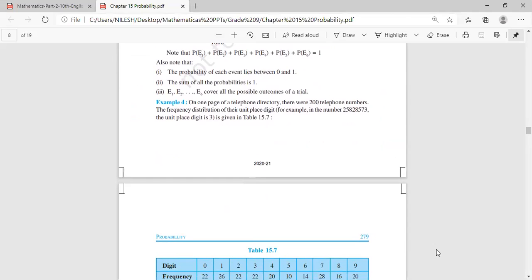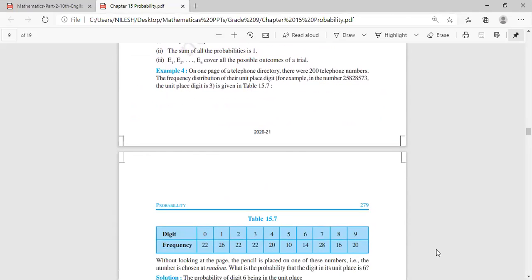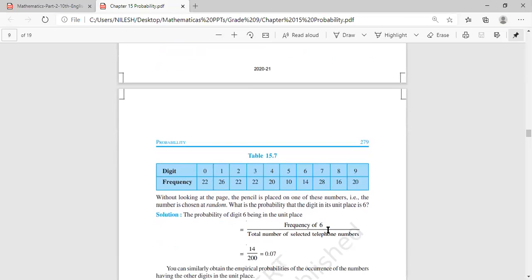Example 4. See, in a telephone directory, there were 200 telephone numbers. Now see, for example, this is a telephone number. Which number is in the units digit? 3. Can you see that 3 is in the units digit? Yes, sir. Likewise, there could be any digit 0, 1, 2, 3, 4, 5, 6, 7, 8, 9. For example, my telephone number has 8 in its units digit. Somebody's telephone number will have 7 in its units digit. Yes or no? Yes, sir.